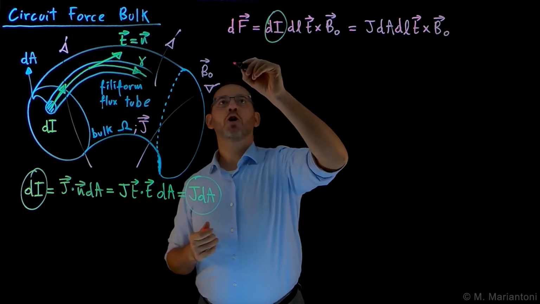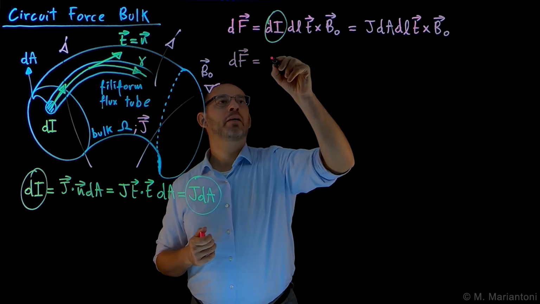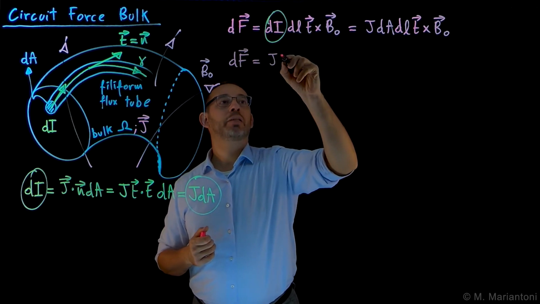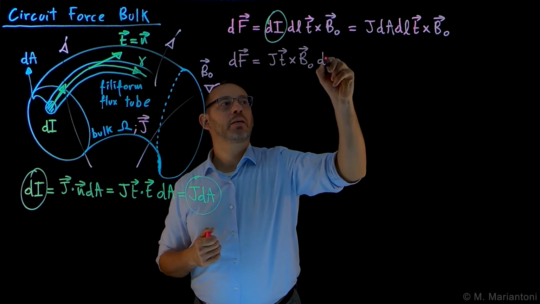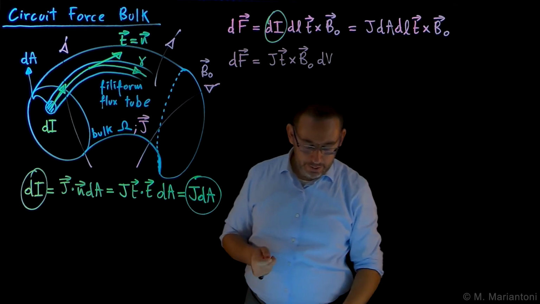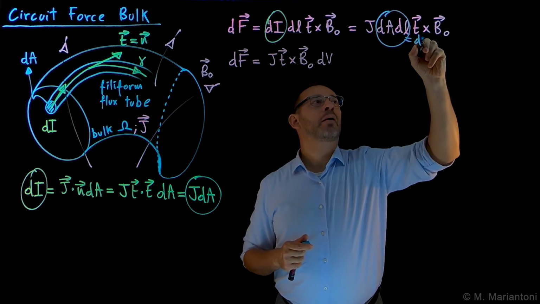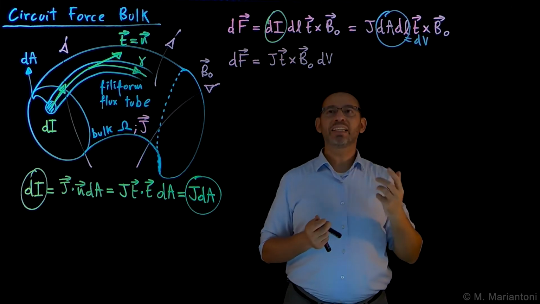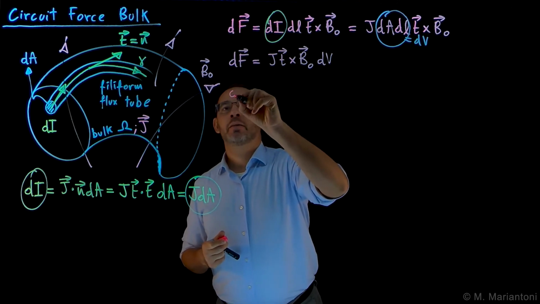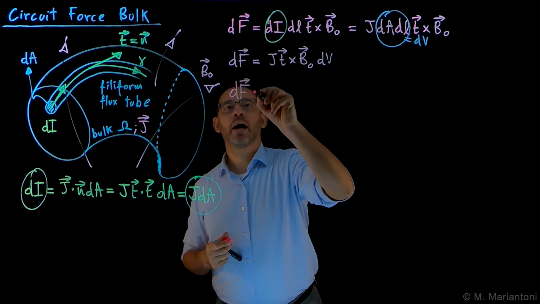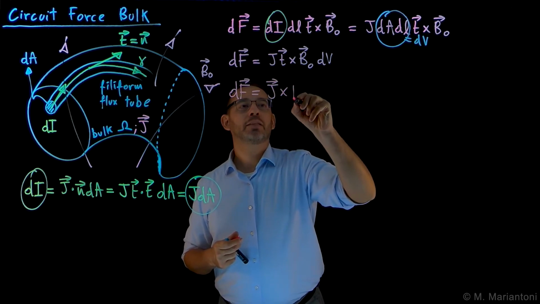So this dA dL, we recall, we define it as dV. Therefore, we obtain J direction T crossed with B naught times dV, which is nothing but the A dL. This quantity is nothing but dV. What is JT? JT is nothing but the J vector. And therefore, this force dF we can rewrite as J vector, the vector density, crossed with B naught dV.